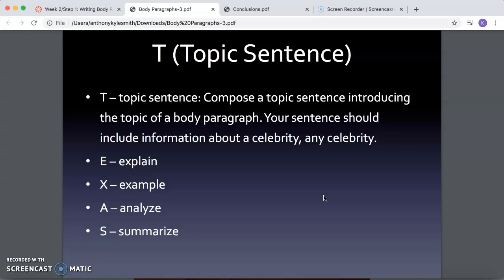It could be an athlete. It could be someone on TV. It could be an actor, an actress. It could be a singer, Instagram influencer. I'm not sure. Just someone well-known or famous. Write a body paragraph about them. Introduce them in the topic sentence. Explain a little bit more about them, give an example of their work, analyze that work. How does this work matter? Why does it matter? Take a couple of sentences to do that and then summarize the paragraph.